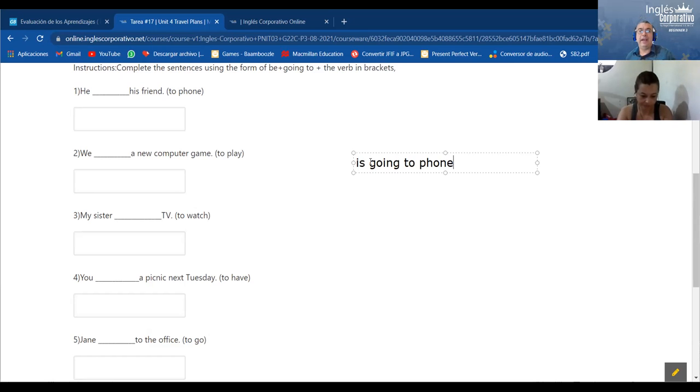Ok. Ya es poniendo eso ahí, ya la oración estaría completa. Y yo la estaba poniendo toda, por eso. All right. The only one que daba error era la 4 que yo le di eso temprano, right? Number 4. Ahí tiene que poner, you are going to have a picnic. Okay. Entonces solo pondría, is going to phone. Yes.